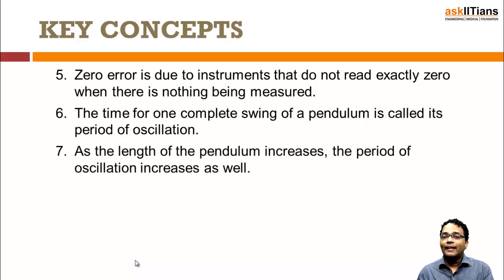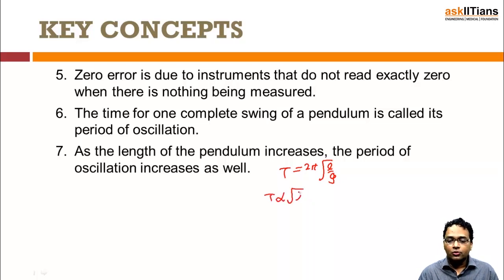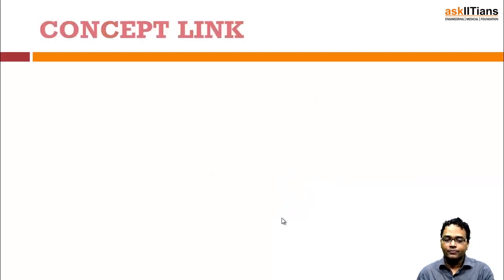Further, as the length of the pendulum is increased, the period of the oscillation is also going to increase. Why? We already know the formula. T equals 2 pi root over L by g. So assuming the acceleration due to gravity is constant wherever we are measuring, effectively T is proportional to the square root of L. So you increase the length, the time period of oscillation is going to increase.